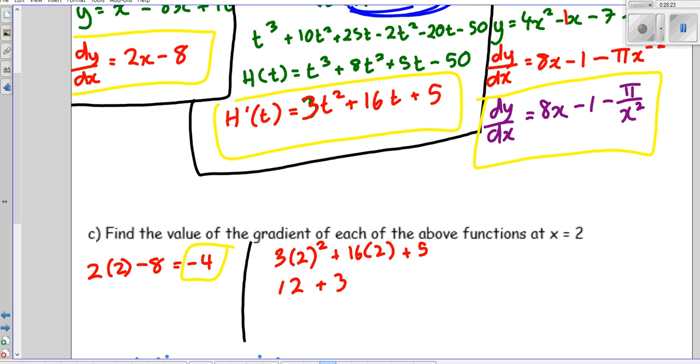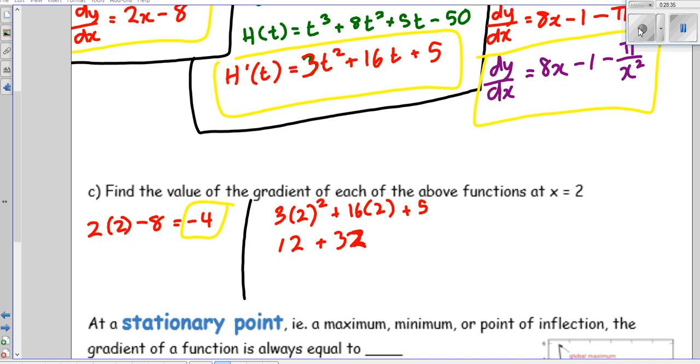Hate it when this happens. Yep, it freezes up on me. And then I'll just pause this. Here we go. Okay, switched it back on.